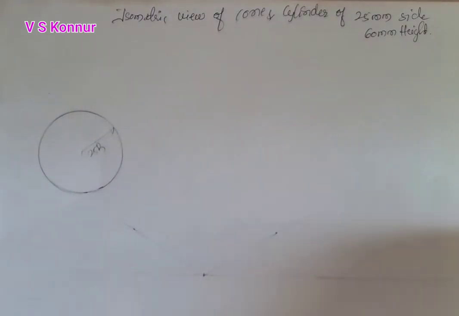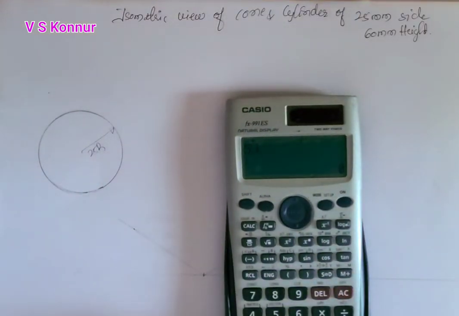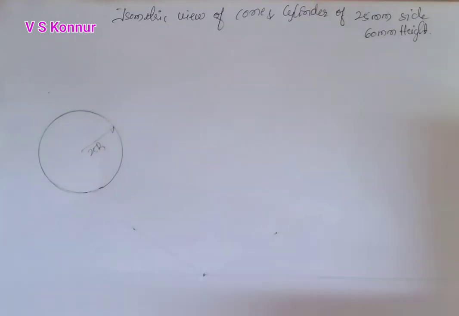Before that we have to convert that 50 mm diameter into isometric scale by multiplying by 0.8164. We will get 40.82, so that is nothing but 41. So you can take the distance 41.